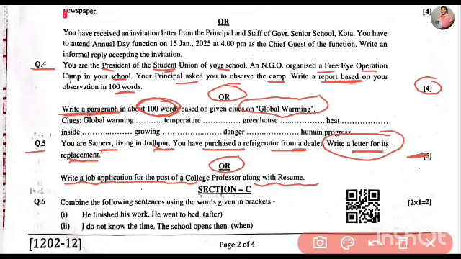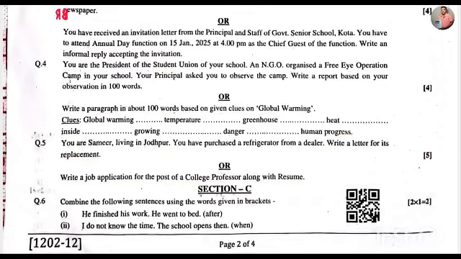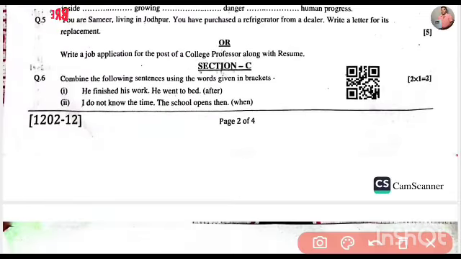You have to write an application in this section, and this is also worth 5 marks. After that, you have section C. Section C has grammar-related questions. Question number 6 asks you to combine the following sentences using the word given in brackets.